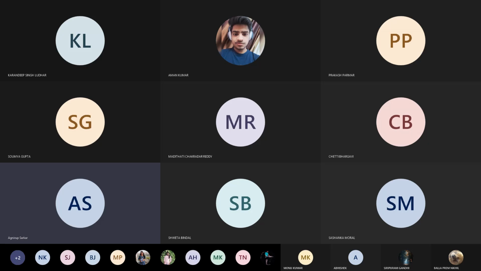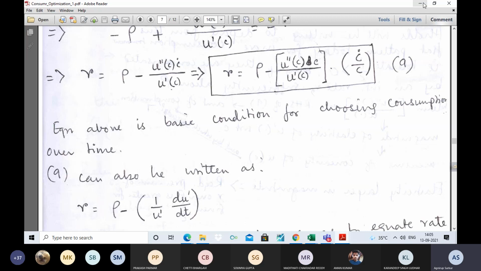They provide labor services in exchange of wages. Then they receive interest income on assets, purchase goods for consumption, and they also save by accumulation of assets, right? So when we are talking about the basic Ramsey model, the basic model assumes households to be identical, right? So each household has the same preference parameter.